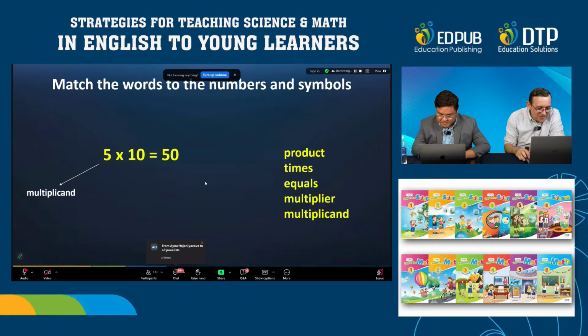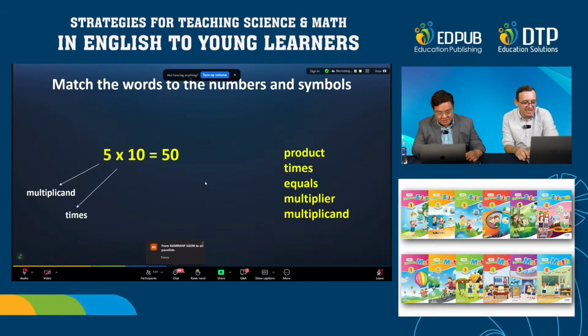Next one. What is the x? Okay, we got times. There are different ways of saying this, but yes, this one's times. Easy. You could also say multiplied by as well. Okay, what is the number 10? It's like multiplier. Well, I think they know the answer because of the first one, don't they? Oh, okay. So the number 10 is the multiplier.